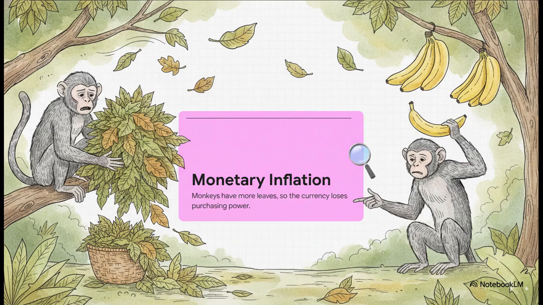This brings us to monetary inflation, and this brilliantly illustrates currency devaluation. In this scenario, the banana demand is completely normal, and the banana supply is perfectly normal.